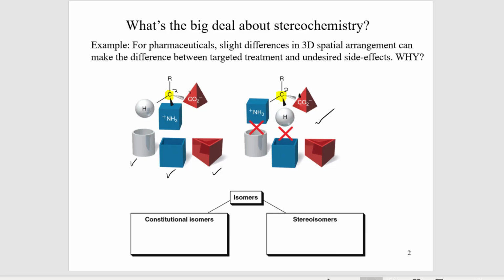So the two molecules that you see here, their relationship is indeed isomeric. They are isomers, but they're not constitutional isomers. They're stereoisomers. And so we're going to discover the differences in different types of stereoisomers in this chapter.